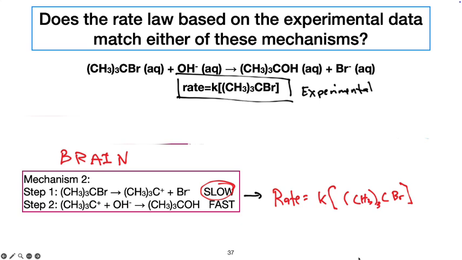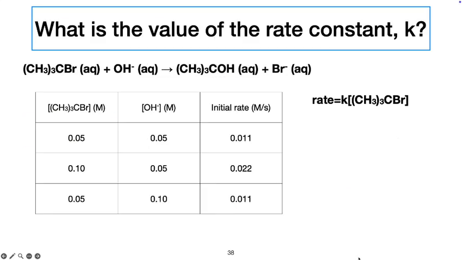Once we know what the rate law is, what else could we do? Next slide. What's the value of the rate constant? How do I solve for the value of the rate constant? Do I know the rate? Yeah, it's in the experiment. Do I know the concentration of the CH3CBr? It's killing me to say that, by the way. Yeah, so what can I do? Plug it in and solve for K.